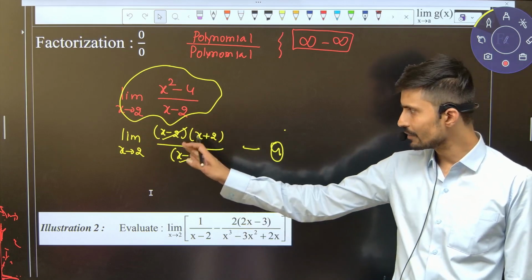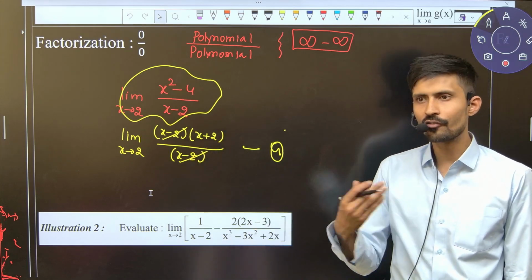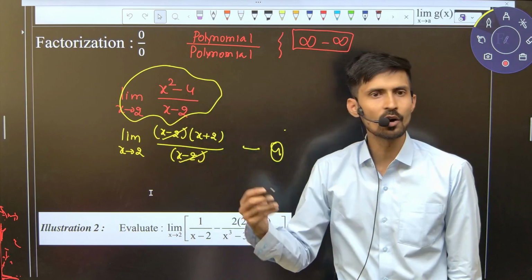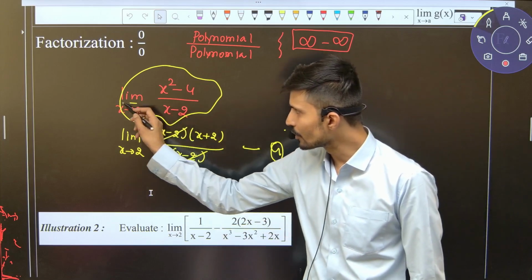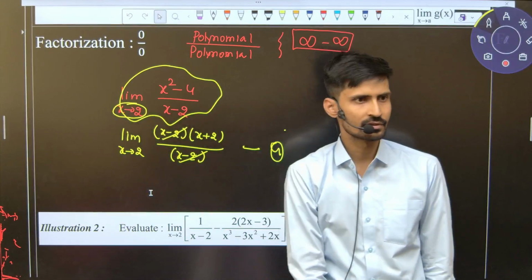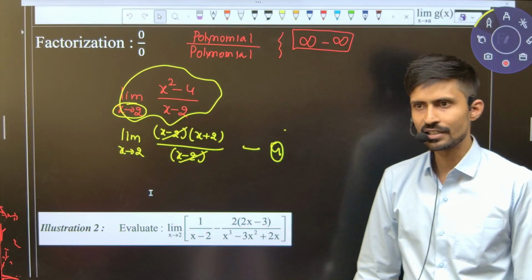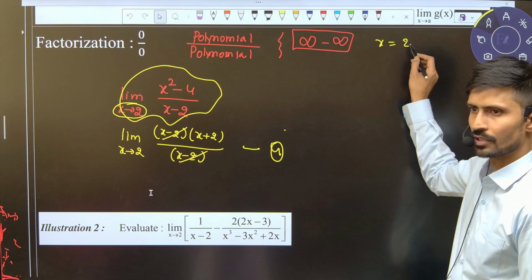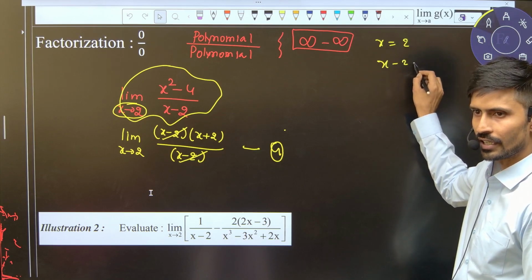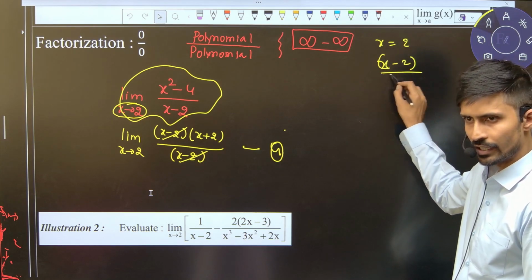So, what do I have to cancel? How will we find it? Suppose this question is there. Sir, how will we find what I have to cancel? So, remember, this will give you what you have to cancel. What is written there? x tends to 2. Write x tends to 2 as x is equal to 2. Now keep 2 on this side. What will you get? x minus 2. It means x minus 2 will get cancelled.